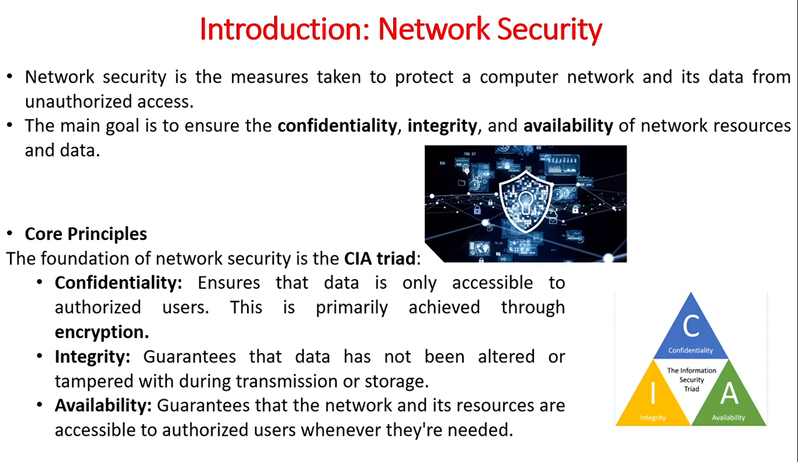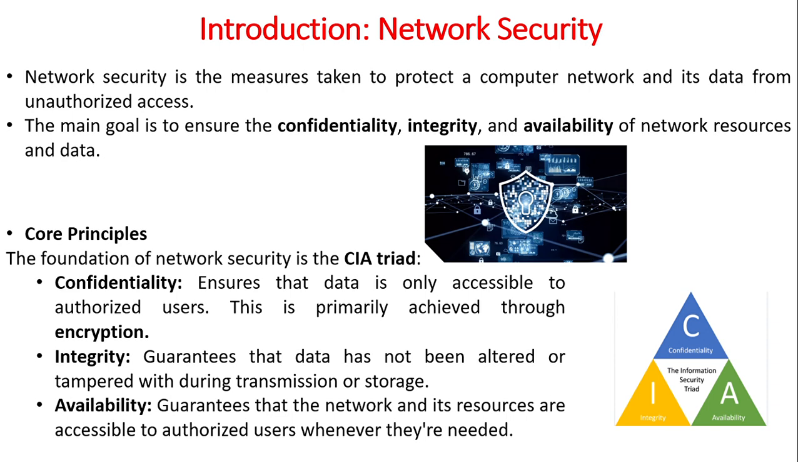The foundation of network security is the CIA triad. What do we mean by the CIA triad? C is confidentiality, I is integrity, A is availability. First, confidentiality ensures that data is only accessible to authorized users. This is primarily achieved through encryption.